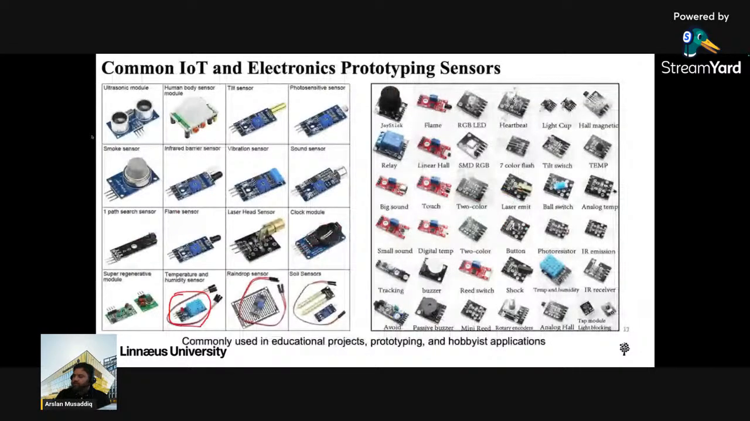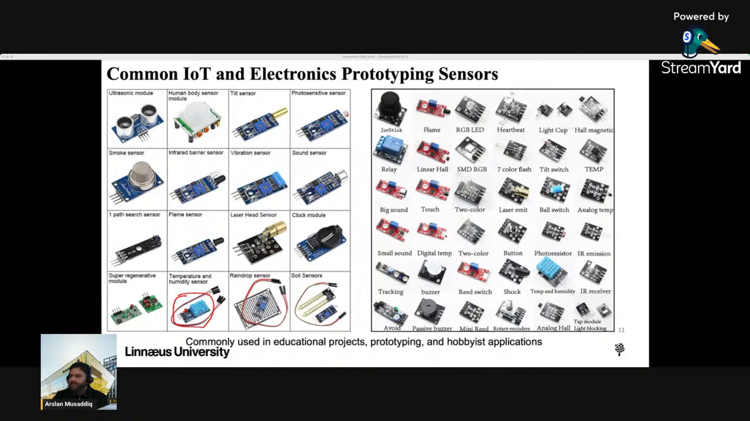And here you can see some common IoT and electronic prototyping sensors. If you search on the internet, you will find hundreds of them. This is how they look. And why I'm showing them here is to give you an idea of sensors specifically for educational projects, prototyping, or if you have any hobby related to developing IoT applications, you can go for these kinds of sensors. You can program them and run them according to your application.